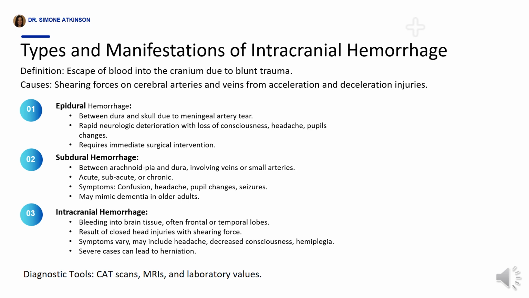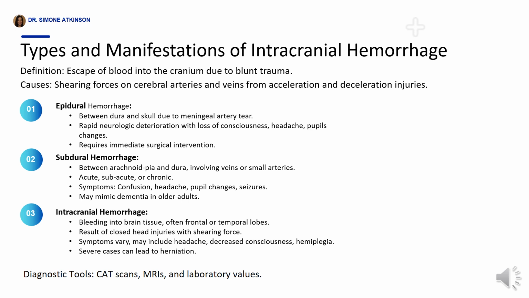Now, the manifestations of subdural hematomas may develop slowly and could be mistaken for dementia in our older clients. Some common symptoms include slow thinking, confusion, drowsiness, or lethargy. And clients may also experience headaches, ipsilateral pupil dilation, sluggishness, and possible seizures.